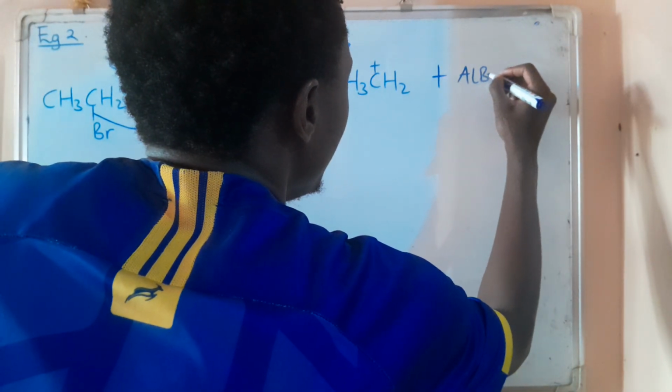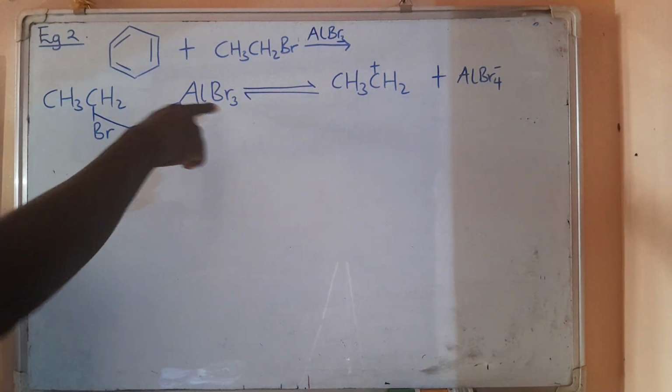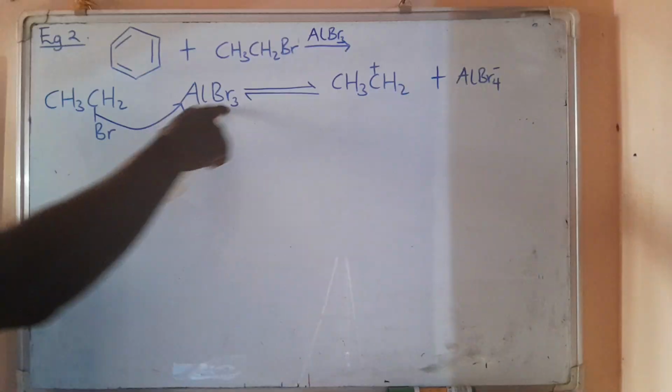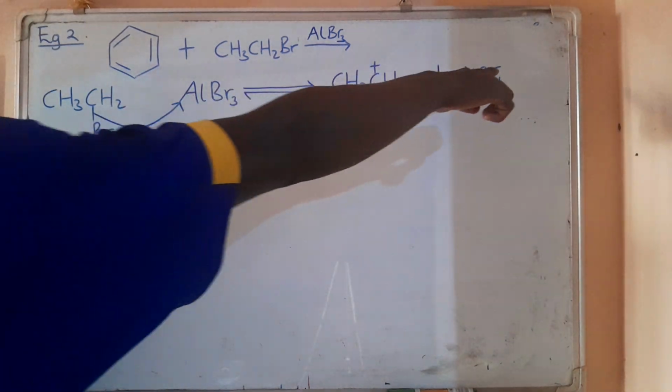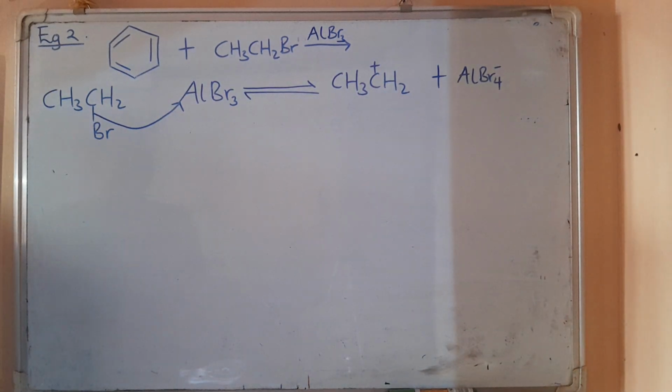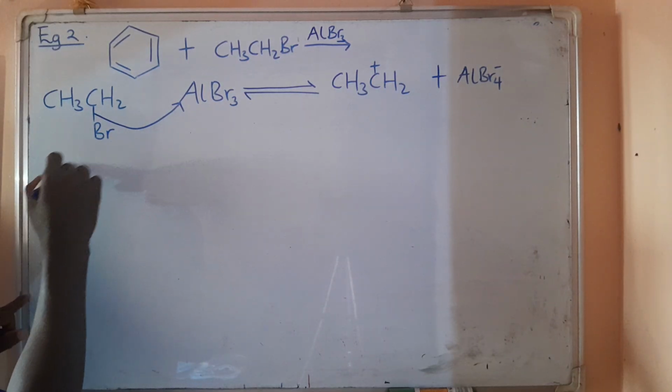AlBr4. Now these are 4, because we have added on bromine. This bromine that has been added has come with electrons. That's why you are seeing a negative charge there. Then after forming this, we now have our electrophile and benzene.